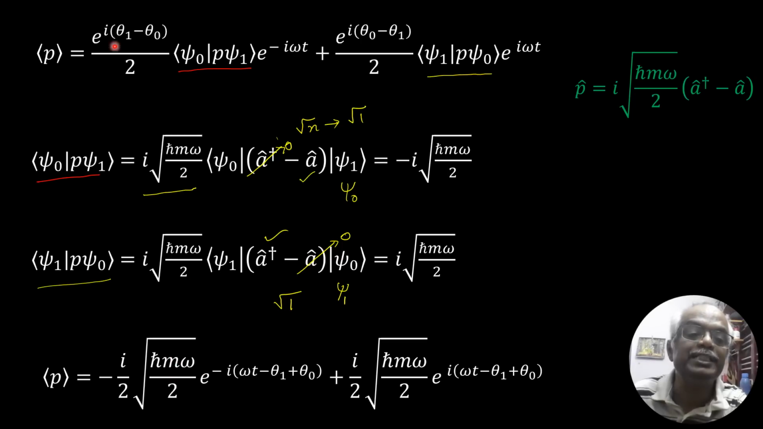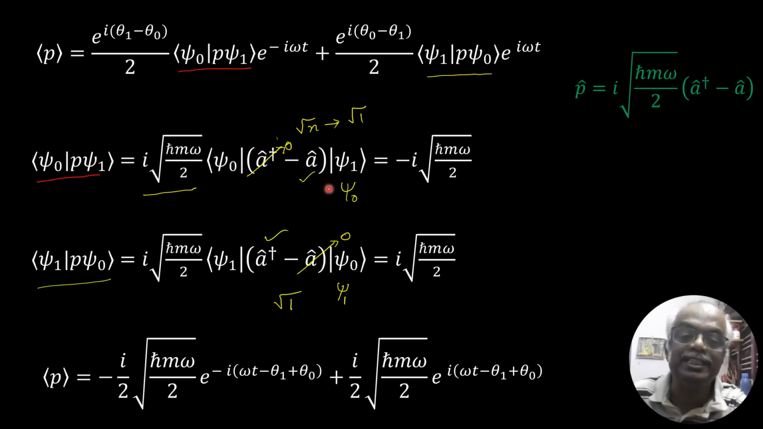I am combining all the exponential terms. So then exponential minus i, omega t minus, because already I have taken minus outside, this theta 1 will become minus theta 1, and this minus theta 1 will become plus theta 1 naught. Minus theta naught will become plus theta naught because I have taken minus outside.